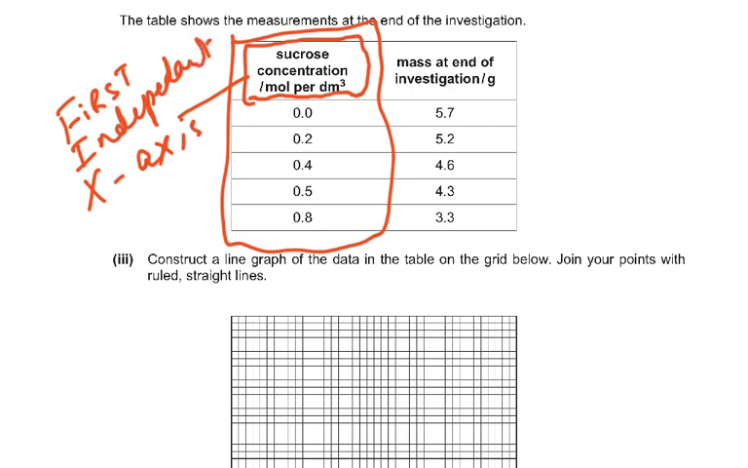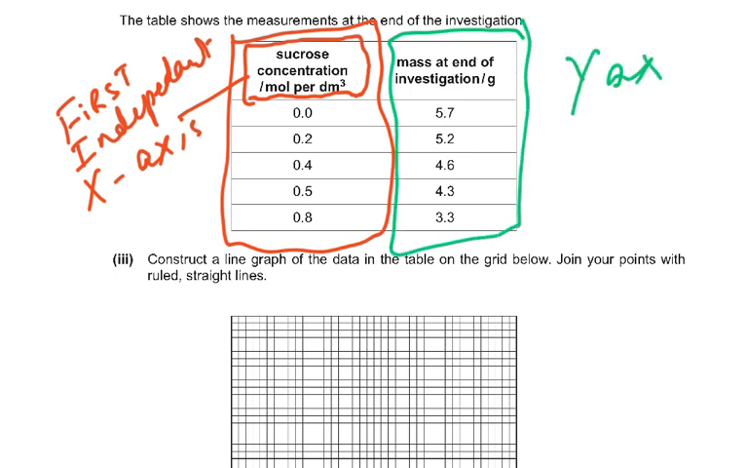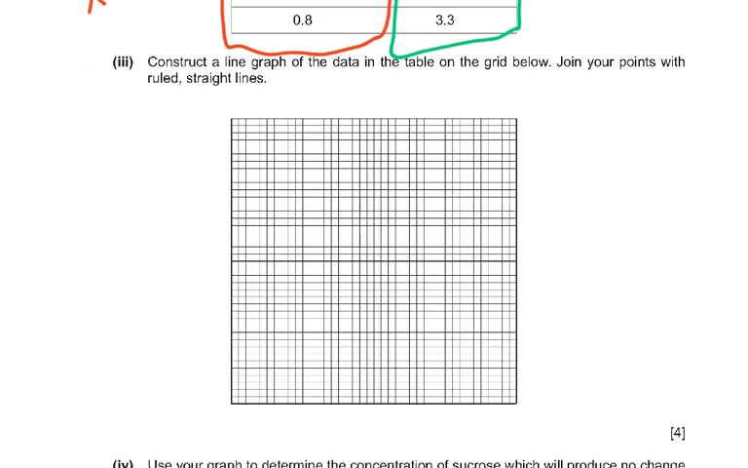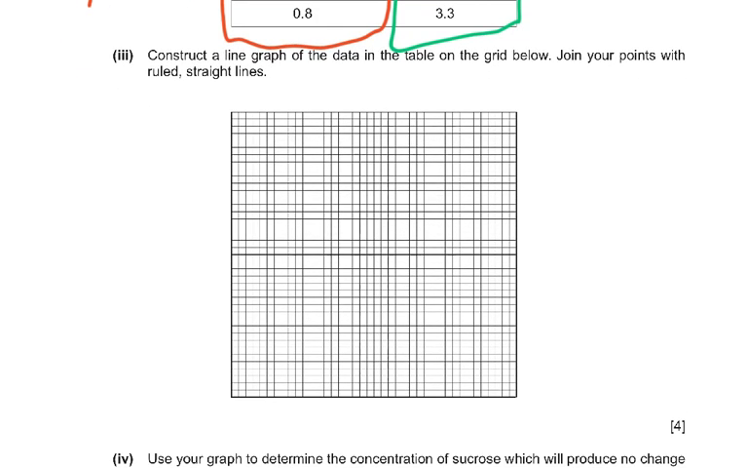And then the mass at the end of the investigation will always go on the y-axis. This is a rule that we follow. Please remember that. Construct a line graph of the data in the table on the grid below. Join your points with ruled straight lines.